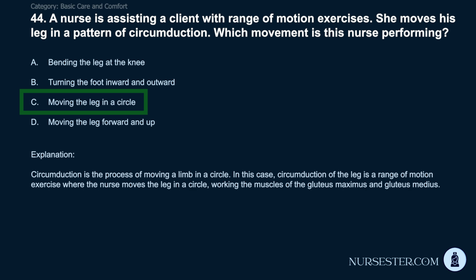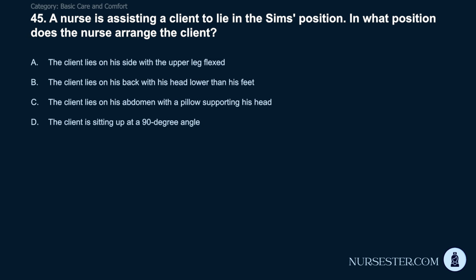Circumduction is the process of moving a limb in a circle. In this case, circumduction of the leg is a range of motion exercise where the nurse moves the leg in a circle, working the muscles of the gluteus maximus and gluteus medius. 45. A nurse is assisting a client to lie in the Sims position.